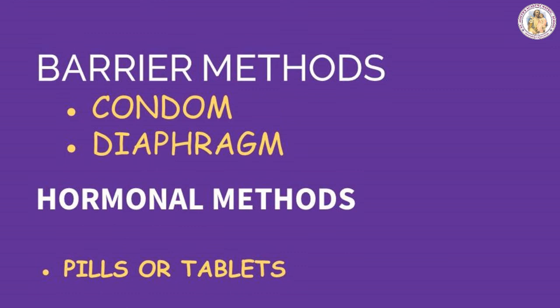The next method is the hormonal method. The hormonal preparations are in the form of pills or tablets. These hormones interfere with ovulation, the release of the egg from the ovary. So this is another method of preventing pregnancies.